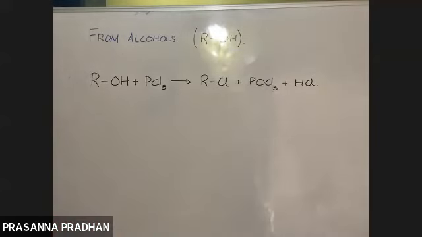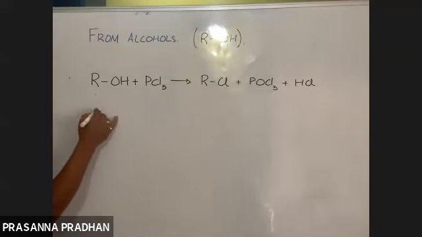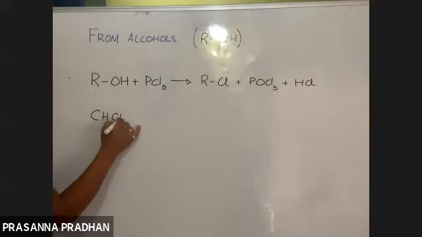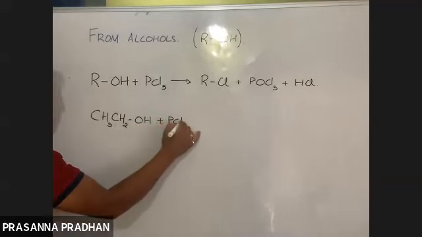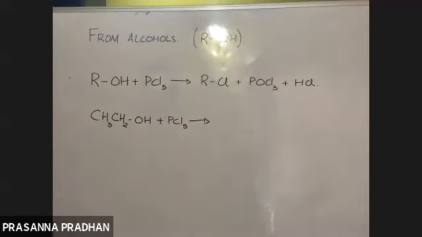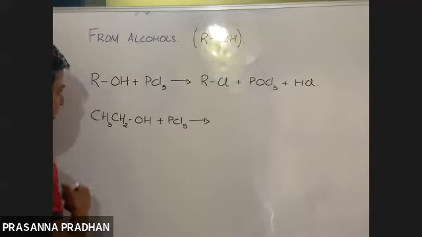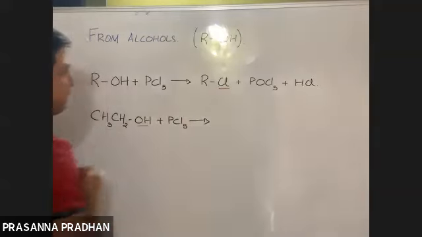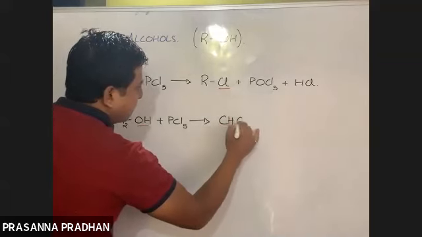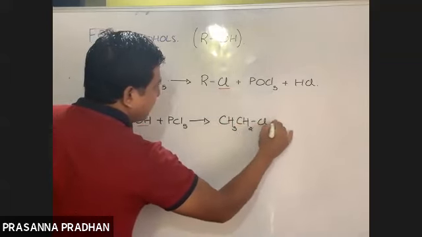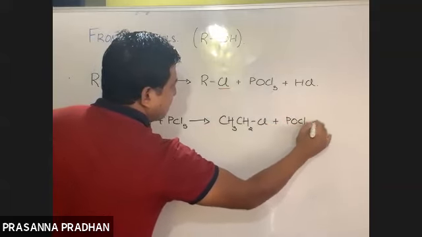POCl3 and HCl. So whatever alcohol it might be, for example, if I write down ethyl alcohol plus PCl5, what will be the product? So we know the general reaction. Any alcohol, when it is treated with phosphorus pentachloride, the alcoholic OH group gets substituted by Cl. So here also the OH group gets substituted by Cl. So we get ethyl chloride plus POCl3 plus HCl.